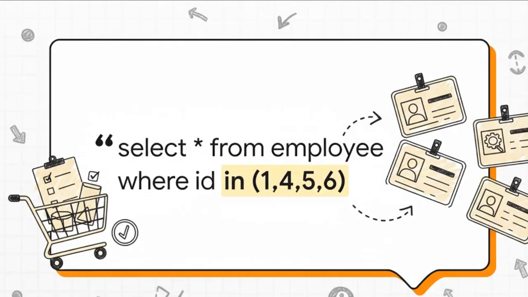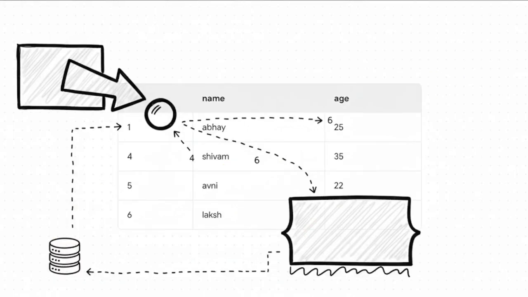Okay, time for our final operator, IN. Now remember, this is our checklist, our shopping list. This query isn't looking for a range at all. It's looking for specific individual items. We're basically saying, hey, give me the employees whose ID is either 1 or 4 or 5 or 6. And that's what we get, exactly those employees. The IN operator is perfect for when you need to just cherry pick specific records from your table, even if they're not anywhere near each other.